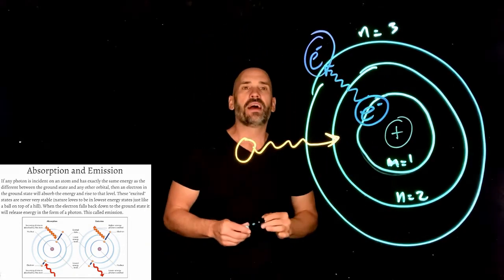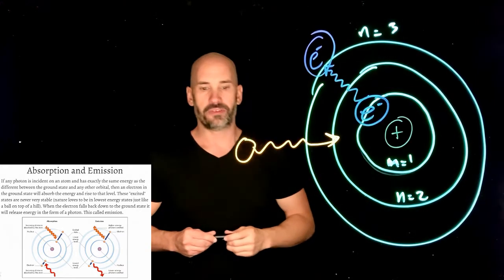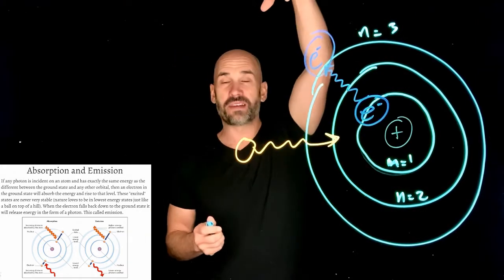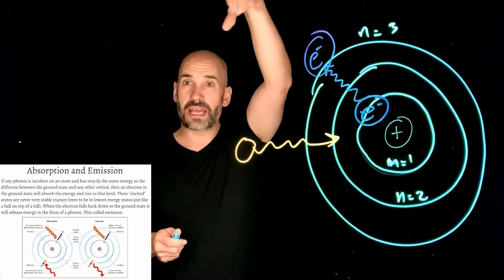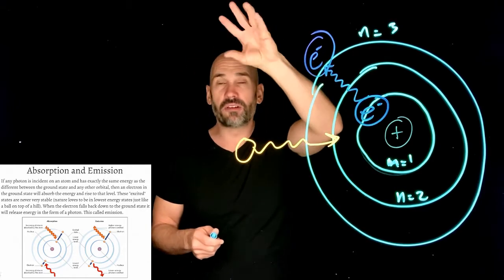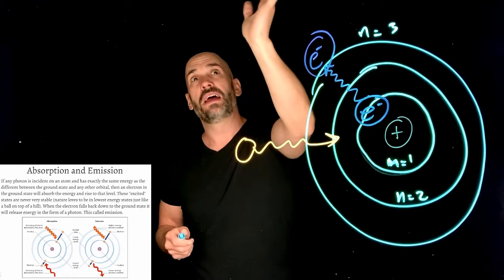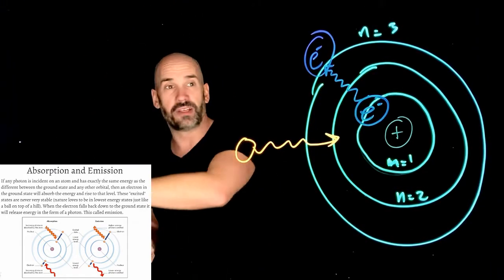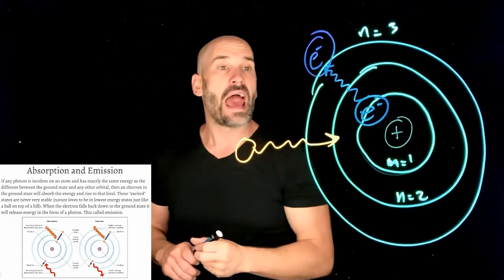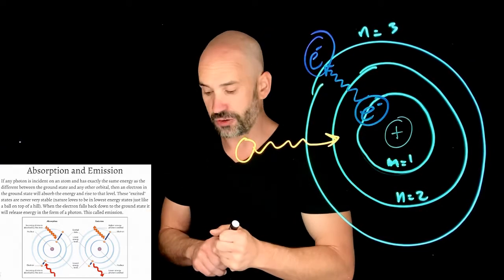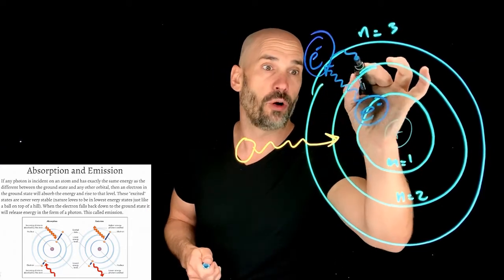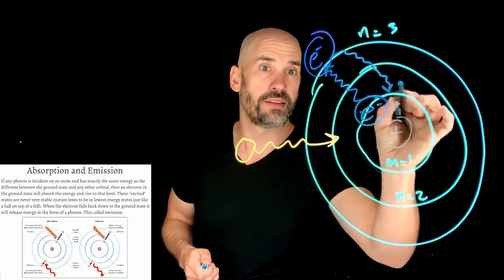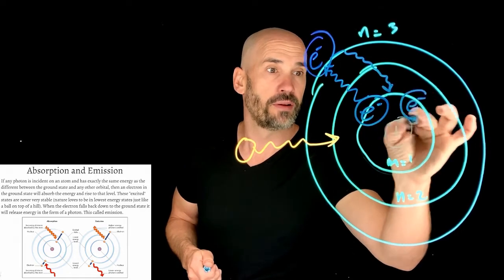But these higher level orbitals, just like a ball resting on top of a hill, are unstable, right? Eventually, with a small little gust of wind, the ball will roll down the hill. Same thing with the electron. After a while, this electron is going to go back to the ground state. That's what things do. They roll down, right?